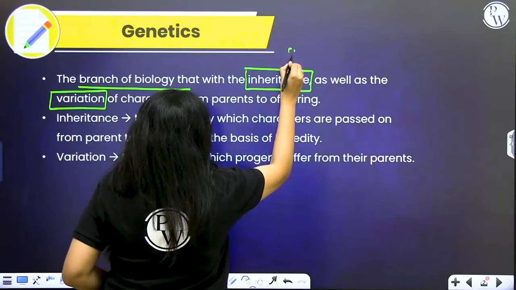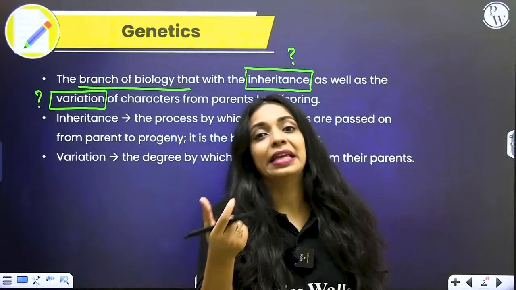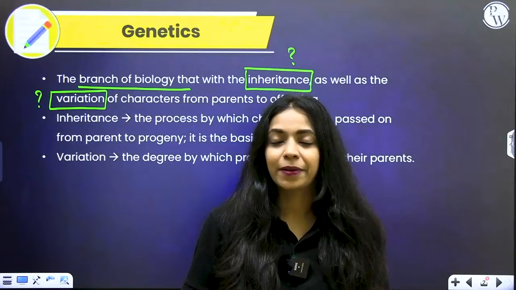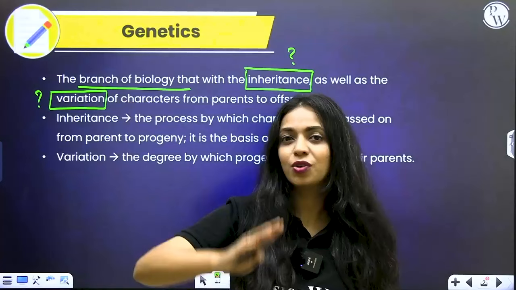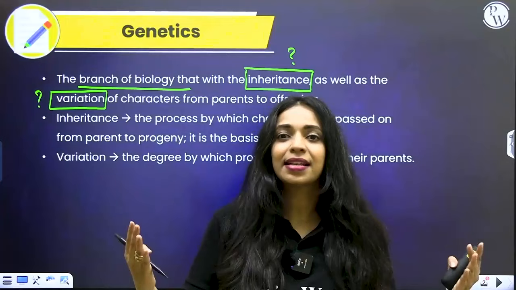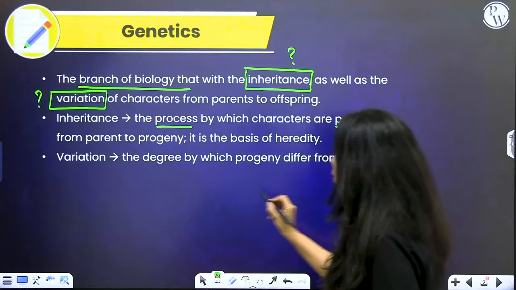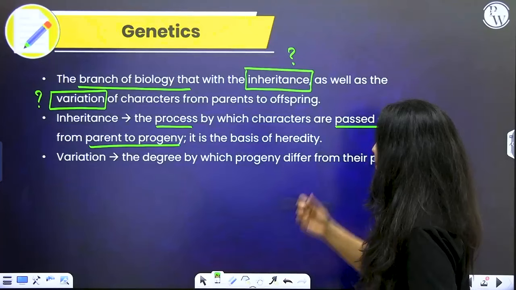Now, what is inheritance and what is variation? You've heard of the term inheritance in general English, right? Forget about what it is with respect to biology. You may have learned how somebody inherited their grandfather's property, somebody inherited their uncle's house, and all of that. Basically, inheritance means something is getting passed on over generations, from one generation to the next generation. In genetics, we're going to learn about how characters that parents have get transferred to the progeny. So if you were to define inheritance, it is the process by which certain characters are passed on from the parent to the progeny. Progeny is basically the offspring or the children. Okay, so the basis of heredity is inheritance.